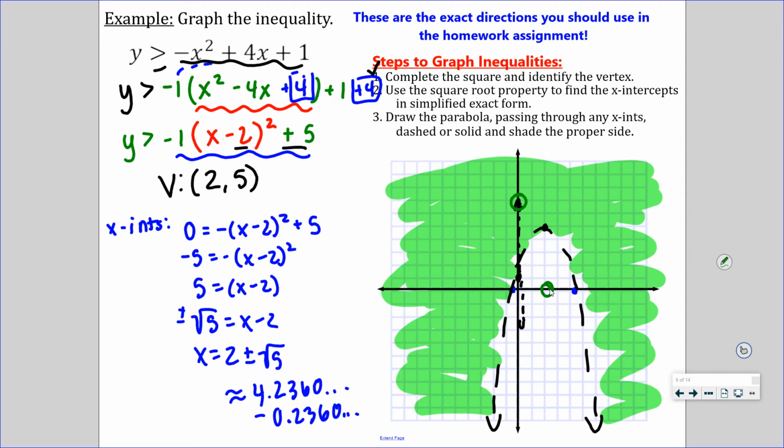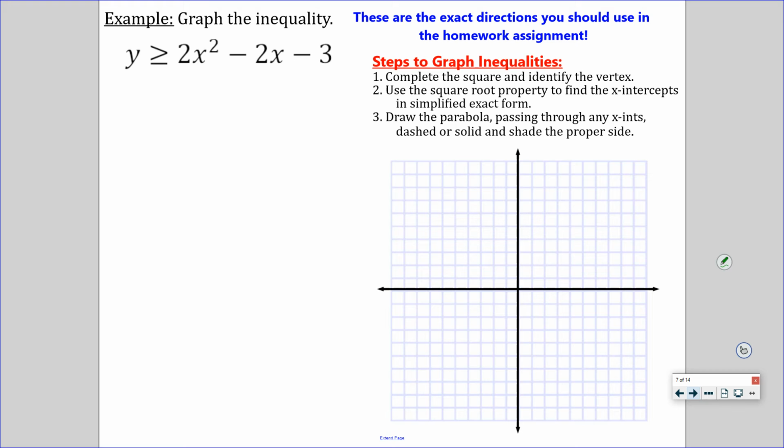All right, let's try one more. Okay, first things first. What form am I in? Standard. So I gotta put this in vertex form. Group the x's. Looks like I need to factor out a 2. All right, I got to take half of -1, which is -1/2, square that, which is a 4th. So I'm going to add a 4th in here.